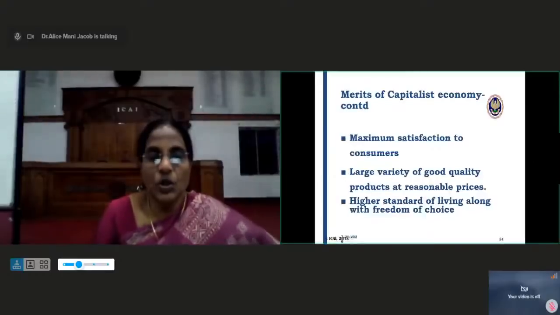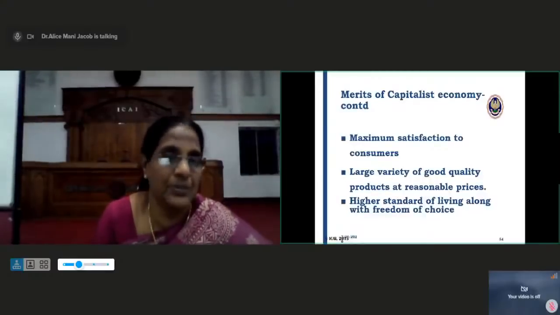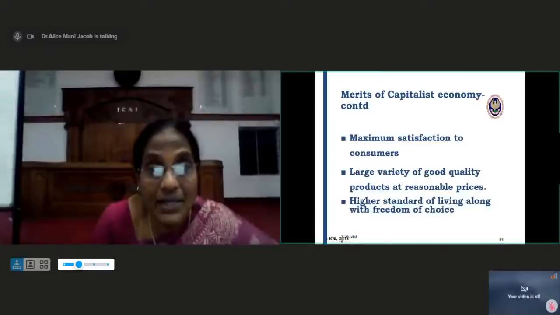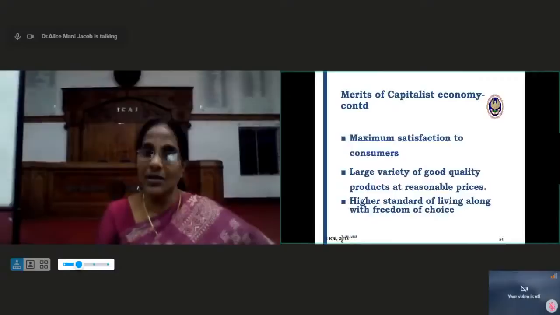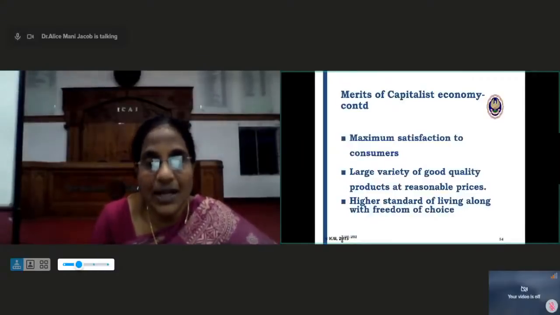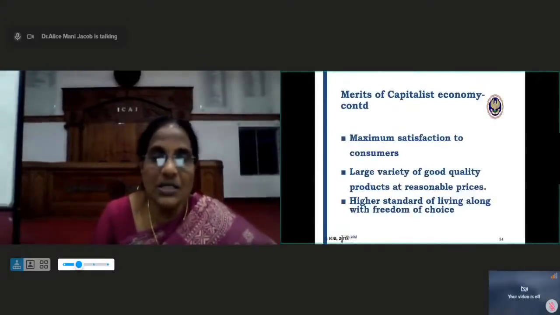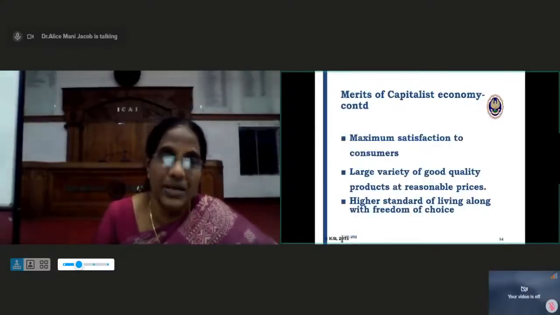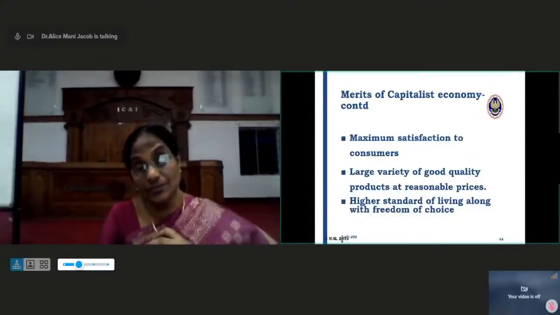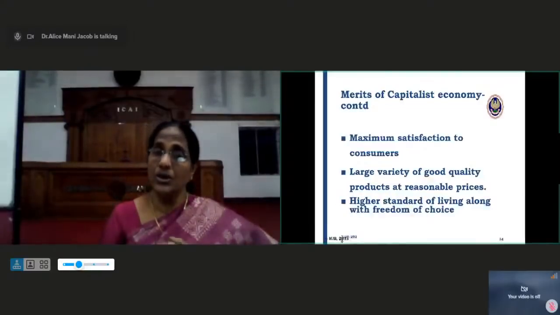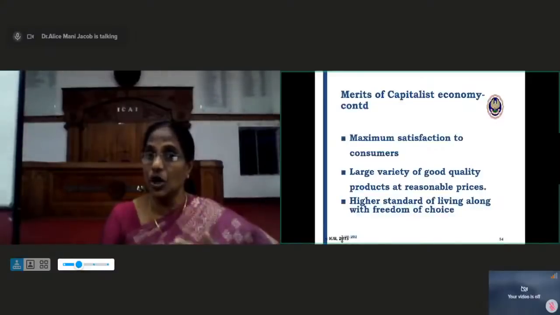You want a yellow shirt with a black stripe? Yes, that is available. Another girl wants a black shirt with a polo collar. Yes, that is available. Another person wants a cake or a brownie or a pastry, or another person wants a laddu. Yes, maximum satisfaction. Everything is available in the market, and they produce it according to your demand, according to your choice. A large variety of good quality products.